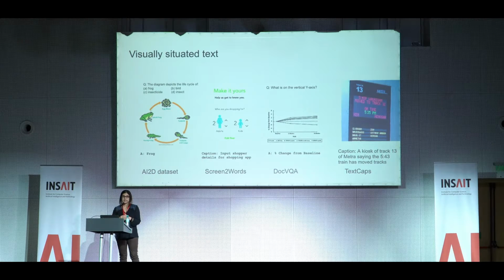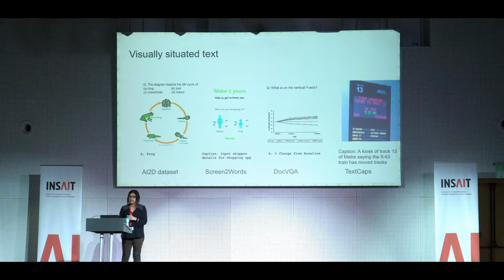Another example is graphs and diagrams, where there is text, but also other elements that show the information. And a final example is signs or information boards in real life that we can see.